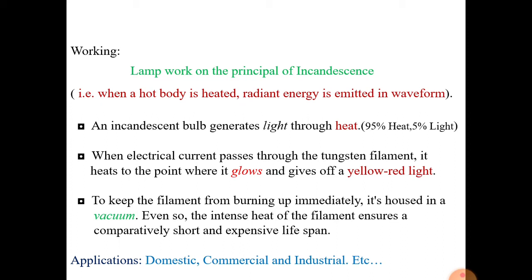The working principle of this lamp is based on the principle that when an electric current is passed through a fine metallic wire, heat is produced and the temperature of the wire increases. At low temperature, the wire radiates heat energy. As the temperature of the wire increases due to heating, it radiates heat as well as light energy. The higher the temperature of the wire, the higher is the amount of light energy radiated.